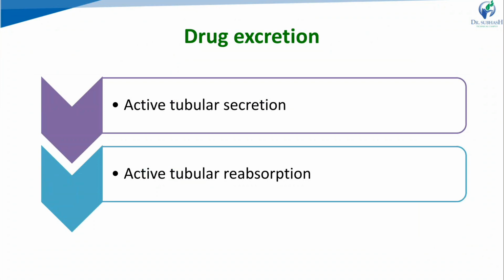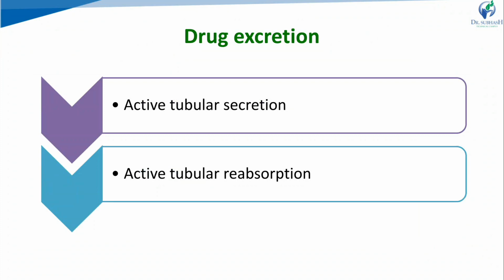In drug excretion, there are two active processes in renal excretion of drugs that are saturable, that is active tubular secretion and active tubular reabsorption. In active tubular secretion, penicillin G is the example. After saturation of the carrier system, a decrease in the renal clearance occurs.